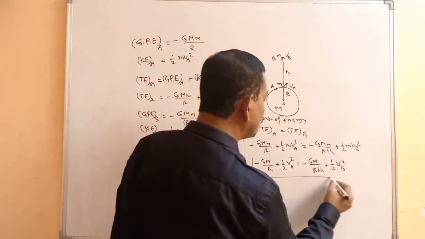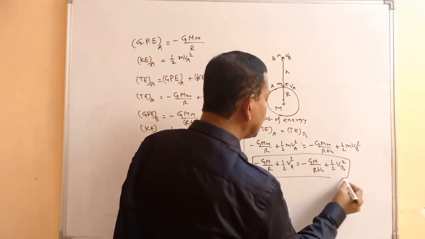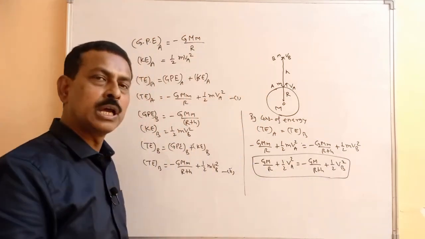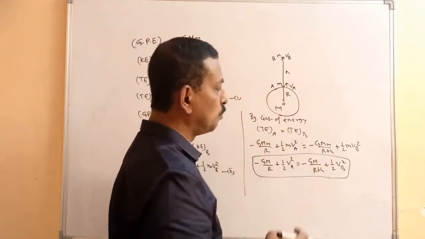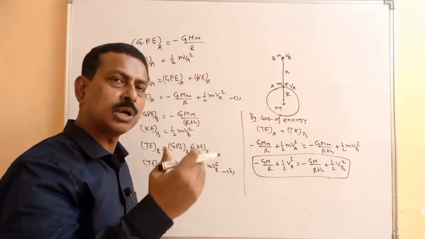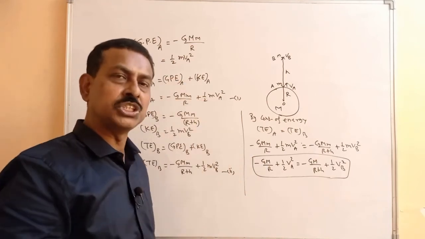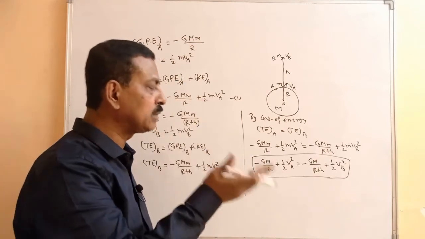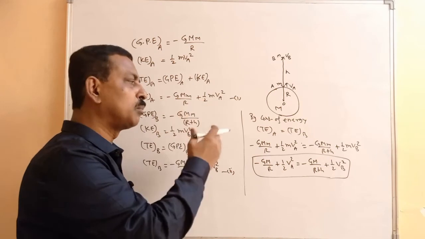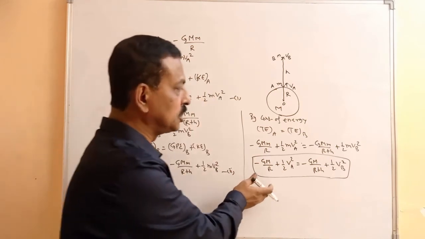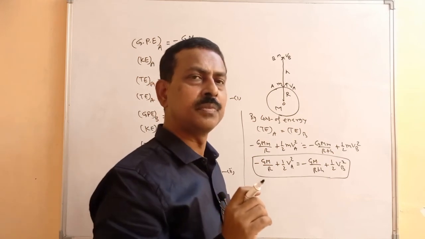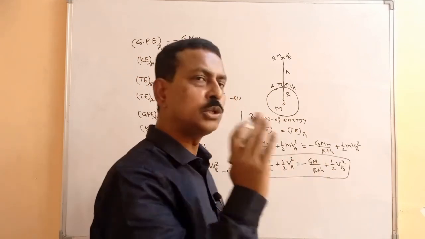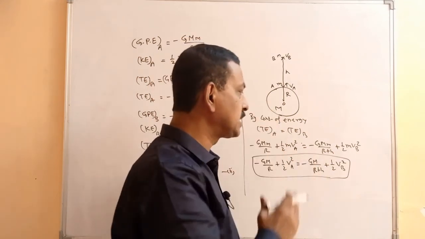This you can use as a general expression for any particular problem related to the projection of a body from a particular point or any given position there. And if you have to correlate what will be its velocity at one point or another point, you can use this one. Now this expression is very handy. You can use it for many cases there.